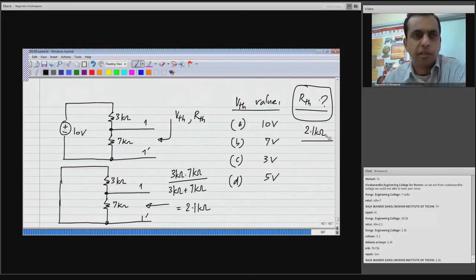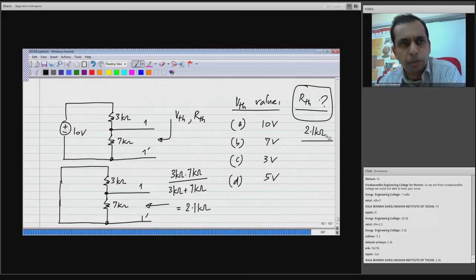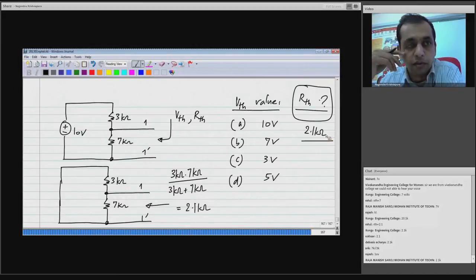Again, I got some answers like 2.1 and so on. Please don't do this. Always specify the units for any quantity that has dimensions. Now somebody said 7K parallel 3K. That is correct. So I was looking for the numerical value.